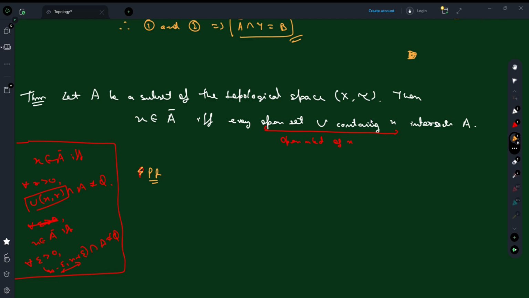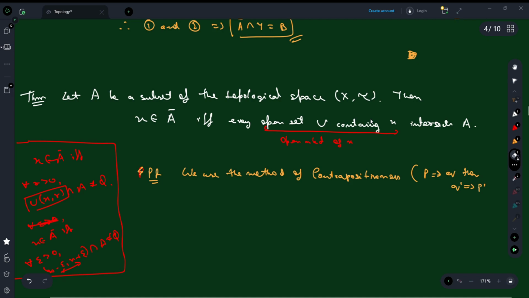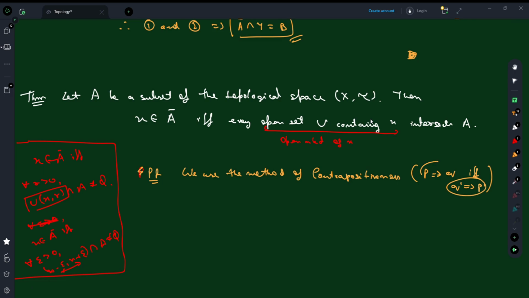We prove this by the method of contrapositive. What is the contrapositive? It is basically that if P implies Q, then not Q implies not P. We can say that P implies Q if and only if not Q implies not P. So if we prove this, that automatically proves the other.